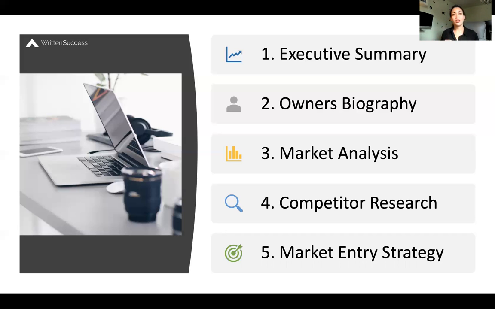So the market entry strategy is all about how you are going to enter, launch, and grow in a unique way that makes you competitive against the other competitors and fills a need that exists in this market, based on the market research you've done.